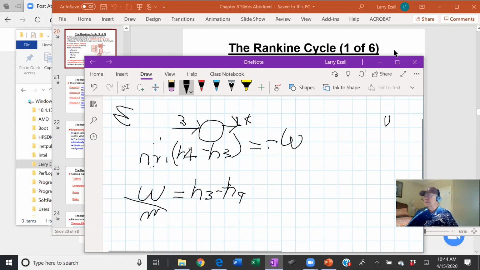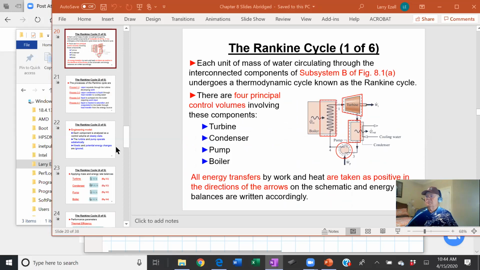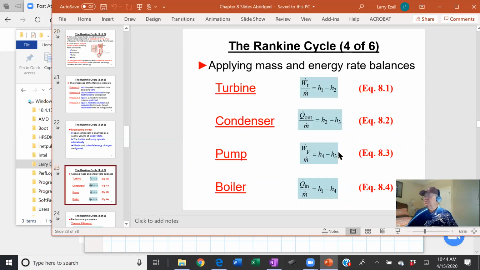And what he does to keep you from getting the negative number, he switches these around, h4 minus h3, and calls them positive. And then when he combines them, he subtracts this positive number from this positive number. I don't like doing that. I like to keep them the right sign. So I'm going to require you keep a positive sign if it's work out, and a negative sign if it's work in, and just combine them algebraically, and you'll get the right answer. I don't think it'll give you any problem. It sounds more complicated than it is.